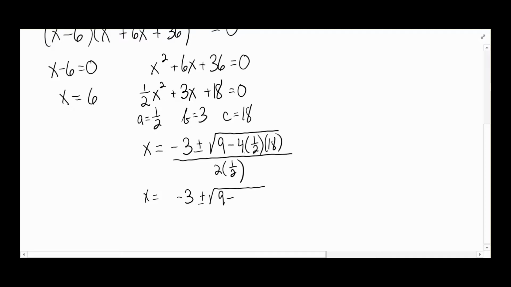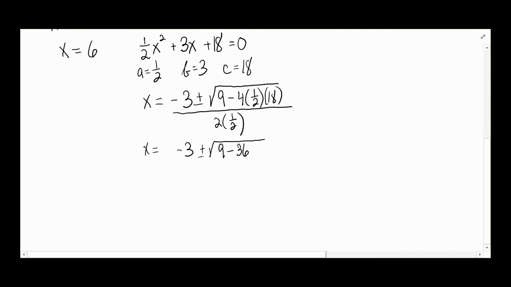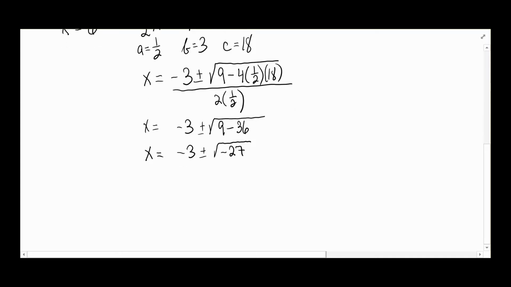Now if we do a little simplifying, 4 times 1/2 is 2. 2 times 18 is 36. And our denominator is just 1, so I'm not going to bother writing it. Nine minus 36 is negative 27. So now with that radical, I'm going to do the whole break it up, take the radical, clean it up thing, where I can break it up as 9, negative 1, and 3. Square root of 9 is 3. Square root of negative 1 is i. And then square root 3.